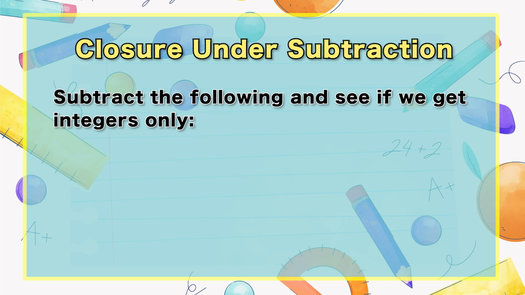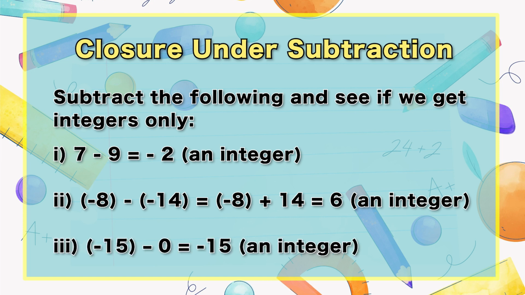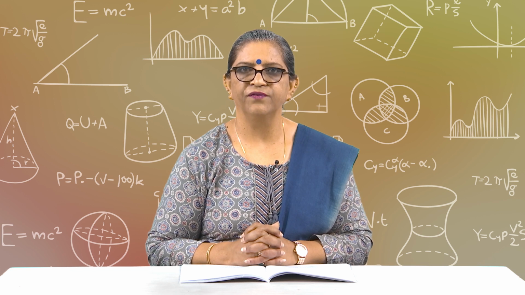Let us observe the following subtractions and see if we get an integer. 7 minus 9 is equal to minus 2. Here 7 and 9 are integers. We get minus 2 on subtraction, which is also an integer. In minus 8 minus minus 14, it is minus 8 plus 14, we get 6, which is again an integer. And in minus 15 minus 0, we get minus 15, which is also an integer. You may try this with any two pairs of integers to see if you get an integer.